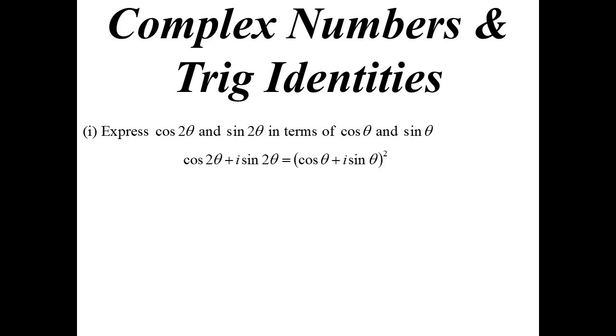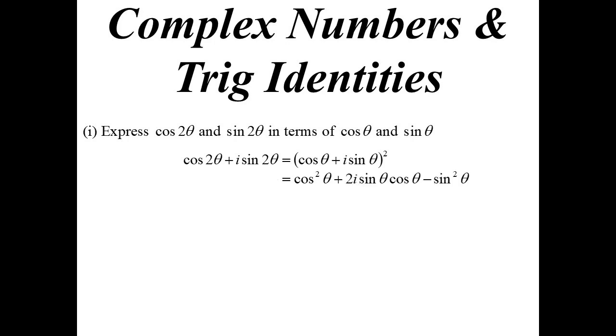De Moivre's theorem now allows us to use complex numbers to play with trig identities, because it's now converting numbers into trig. We of course know what these are, cos 2 theta and sin 2 theta, and we have done a proof for these. But here's a much neater way of proving it now, because we can say cos 2 theta plus i sin 2 theta must be (cos theta plus i sin theta) squared.